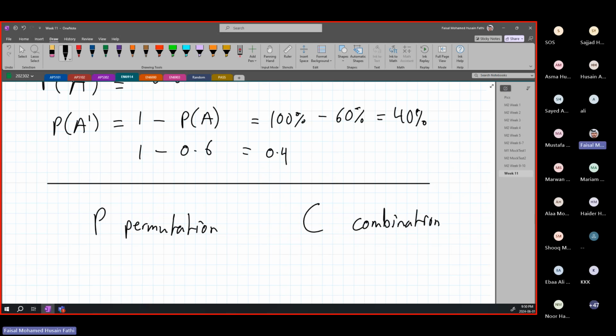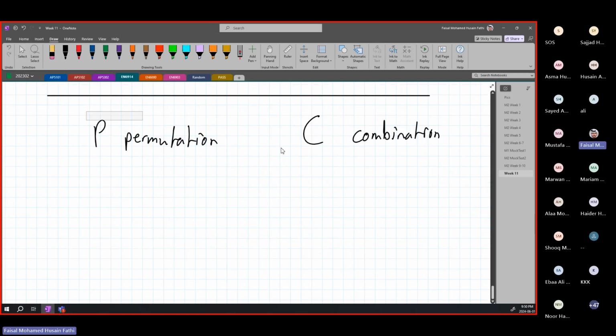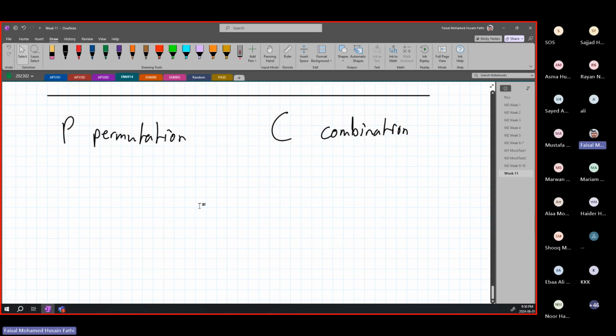What does this mean? What do permutation and combination mean? Permutation and combination are just ways of selecting things from a random point of view. So let's say, we used an example for the guys, let's use an example for the girls.